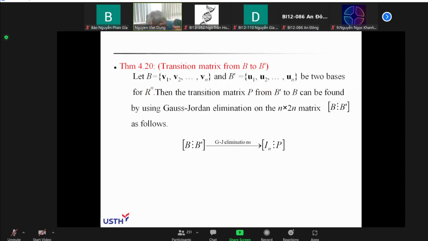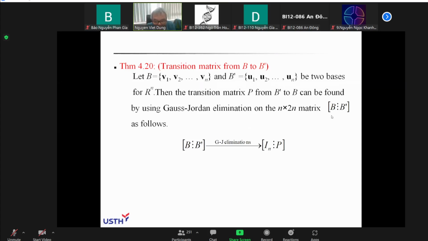And one of your exercises is this. Suppose that you are given two different bases of the same vector space, say of the n space Rn. Then you need to find the transition matrix P from B prime to B. How can you do it? And here the slide shows you one way to find it by using Gauss-Jordan elimination. It is quite similar to the way you use Gauss-Jordan elimination to find the inverse of a matrix. So it is something like that.